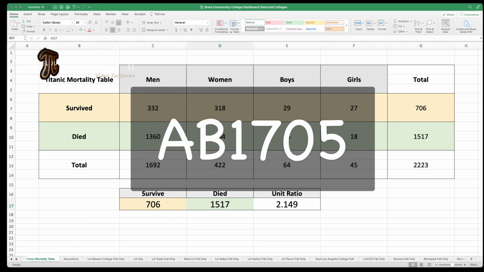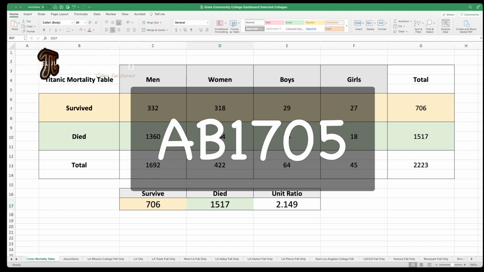Welcome to the presentation on AB1705. What I want to explore is what would happen if we implemented AB1705. I think this is an important lesson that I want to show everyone here. Let this be something that we use as a learning exercise, and this is what I teach in my classrooms.